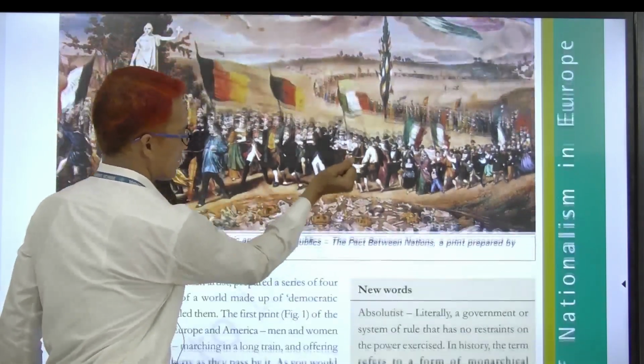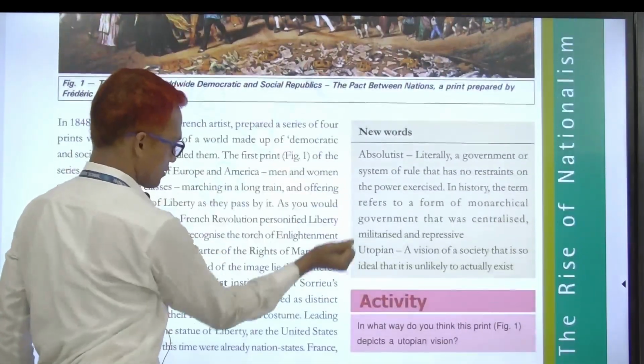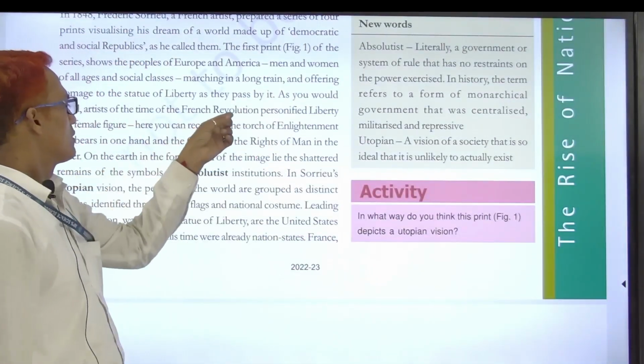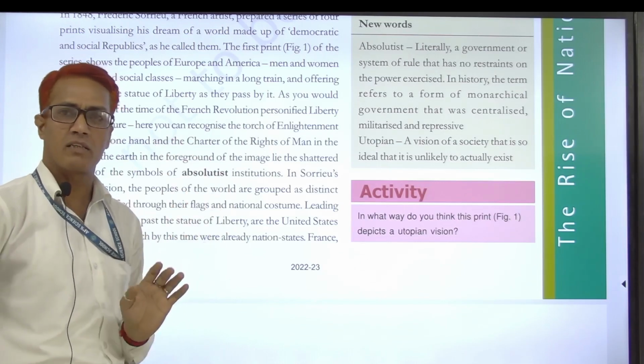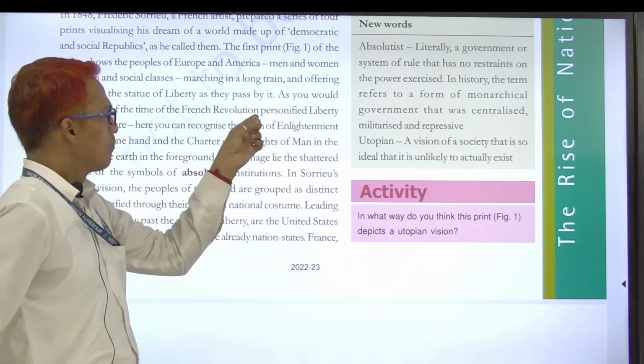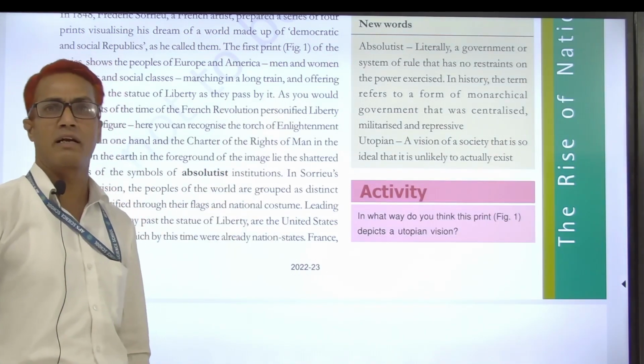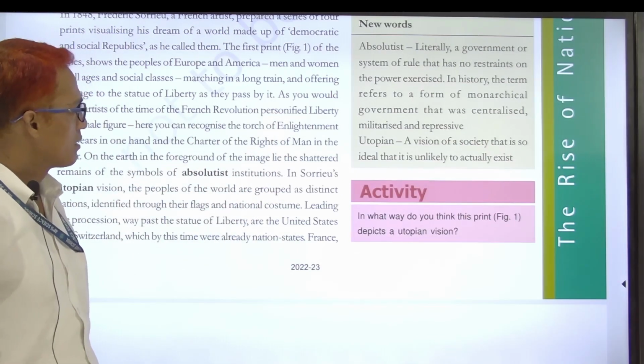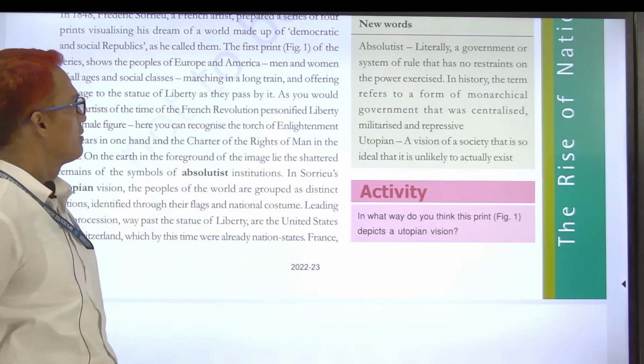Now come to the other topics. You can see this female figure, the Statue of Unity, which personifies liberty, especially given here as a female figure.